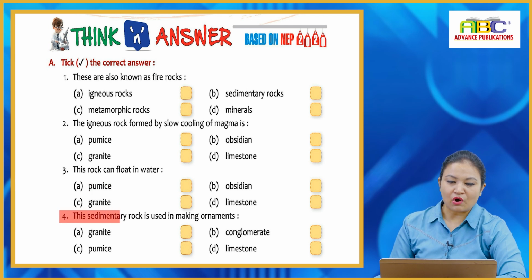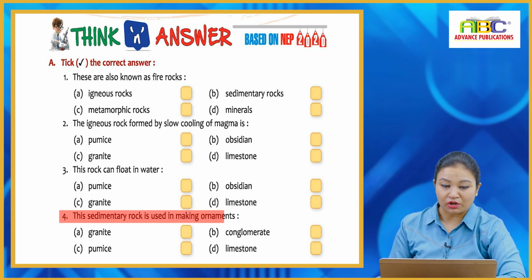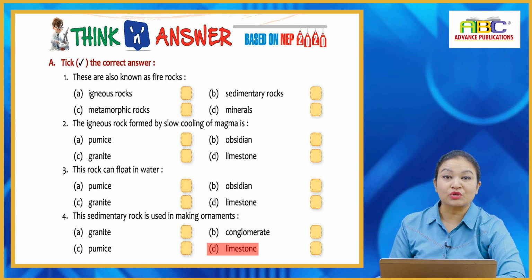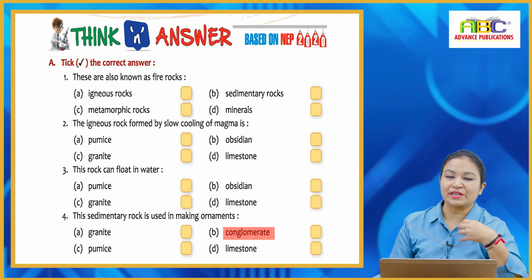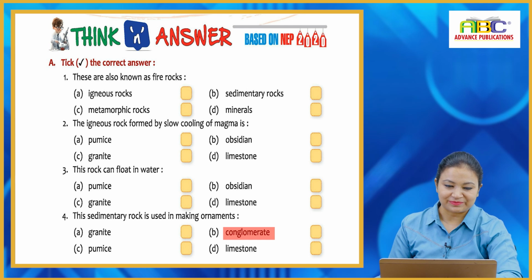फोर्थ, this sedimentary rock is used in making ornaments. ऑप्शन ए, ग्रेनाइट, ऑप्शन बी, कॉन्ग्लोमेरेट, ऑप्शन सी, प्यूमाइस, एंड ऑप्शन डी, लाइमस्टोन. So this kind of rock is used to make ornaments. The correct answer is conglomerate. इस स्टोन से या इस रॉक से ऑर्नामेंट्स, ज्वेलरीज वगैरह बनाई जाती हैं.